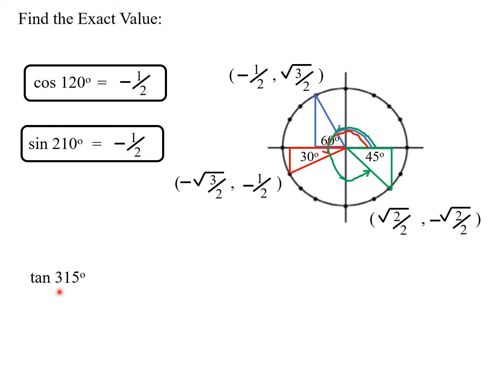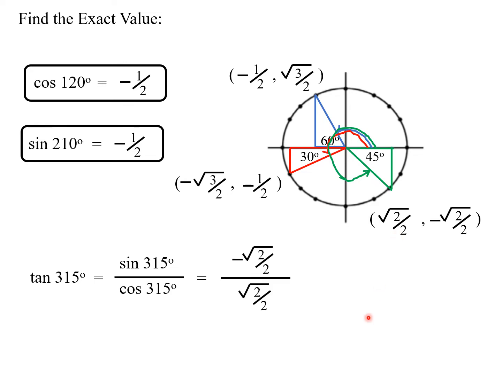Now, what about the tangent? Well, tangent by definition is sine over cosine. The sine of 315 degrees is the y-coordinate, and the cosine is the x-coordinate. So we get this. And then notice that everything cancels out, except the negative sign, of course. So that means the answer is -1. The tangent of 315 is -1.